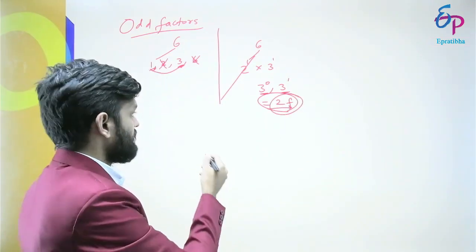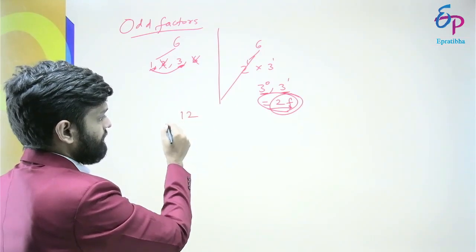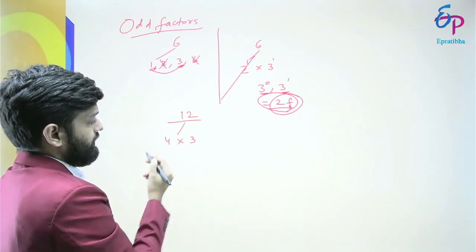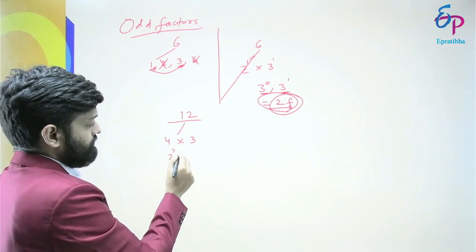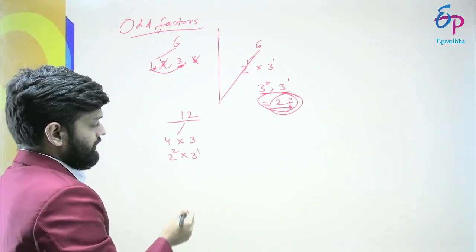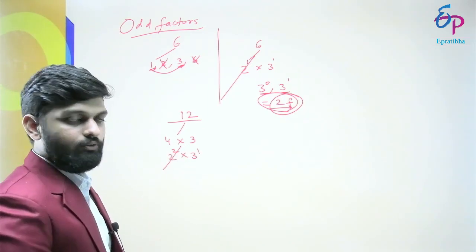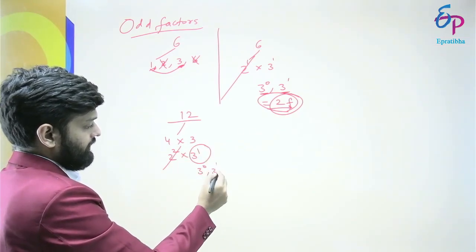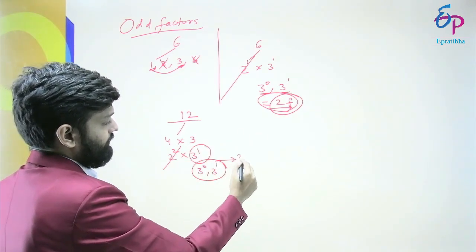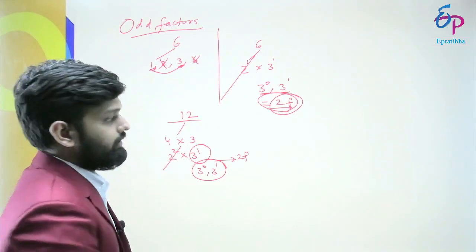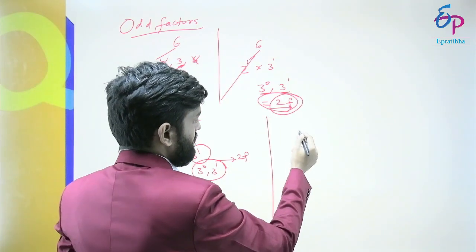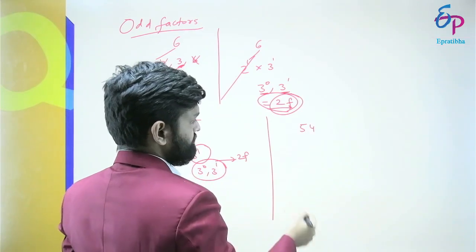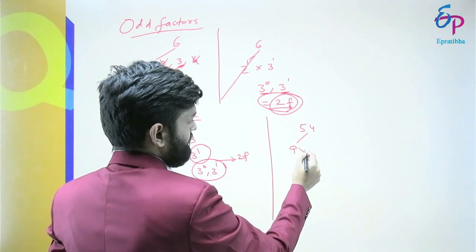Now let's move further. 12 can be written as 4 into 3. So this can be written as 2 square into 3 power 1. That means you can eliminate the even part. What is left? Again 3 power 0 and 3 power 1. Again there are only 2 factors. Now let's take one more number, 54. 54 can be written as 9 into 6.